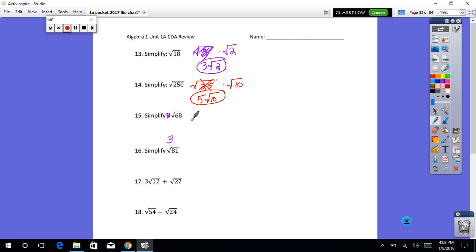Okay, so square root of 68. Let's do the square root of 4 times the square root of 17. The square root of 4 is 2. Square root of 17 does not simplify. So we have 3 times 2, which is 6 square roots of 17. Okay, square root of 81 is a perfect square, so the square root of 81 is 9.